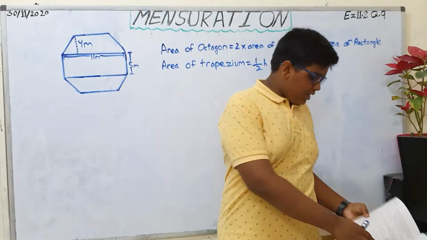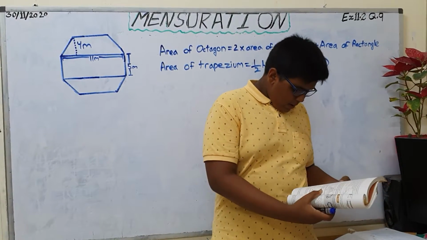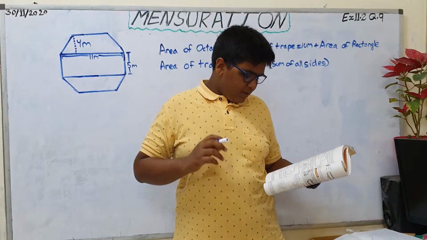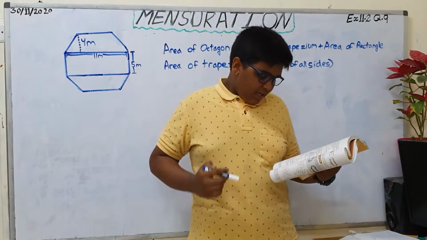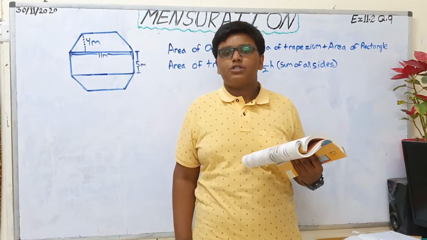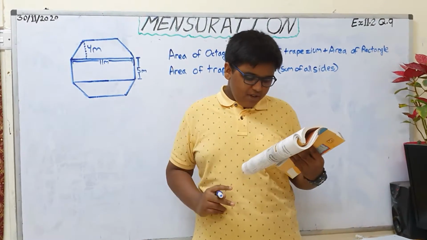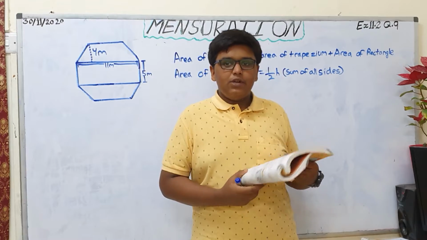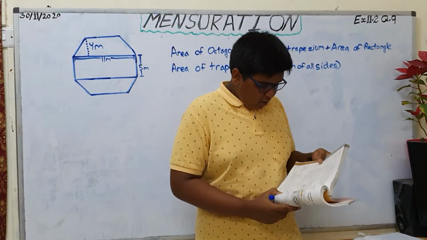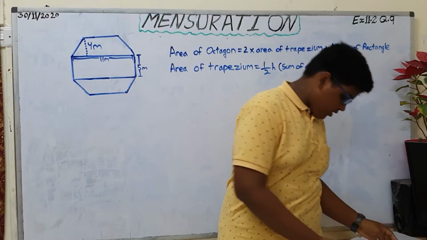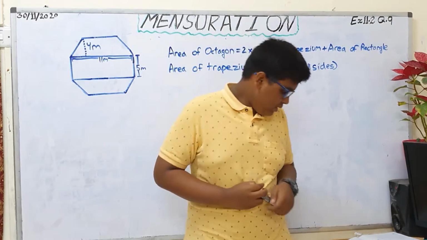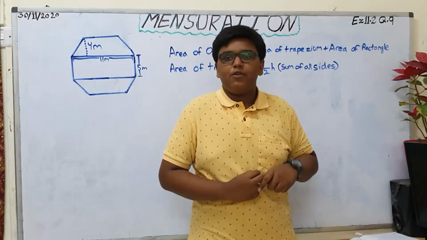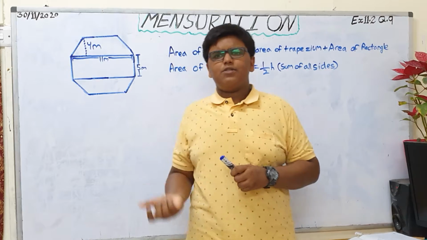Now in the question, what they are asking us: top surface of a raised platform is in the shape of a regular octagon as shown in the figure. Find the area of the octagonal surface. Now they are saying in the question, top surface of a raised platform is in the shape of the regular octagon. Now what is the regular octagon?